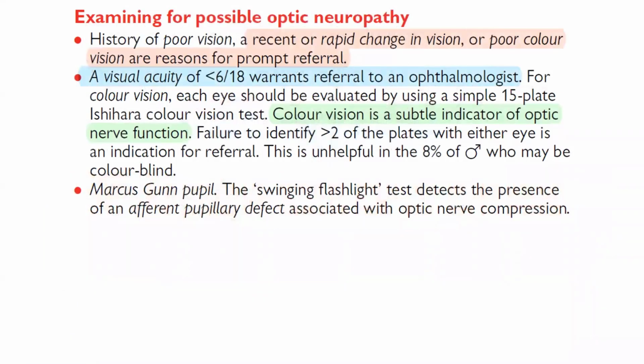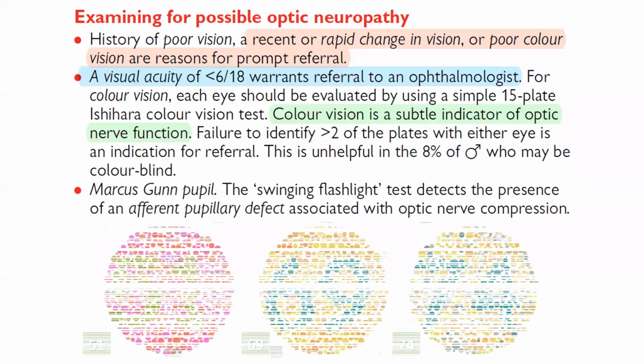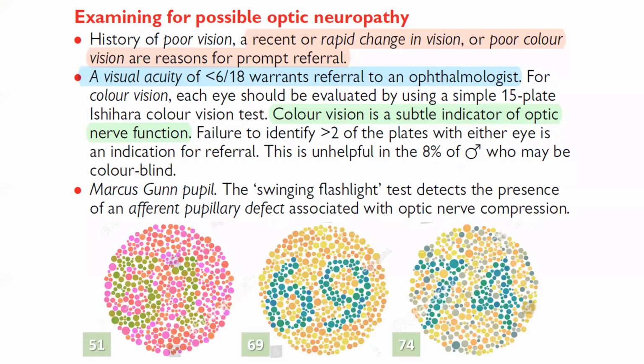In the examination for possible optic neuropathy, don't forget that a history of poor vision is a very important criterion. Recent rapid change in vision or poor color vision are reasons for prompt referral. And another very important one, visual acuity less than 6/18 warrants referral to an ophthalmologist. Assessment of color vision is done using Ishihara color plates.